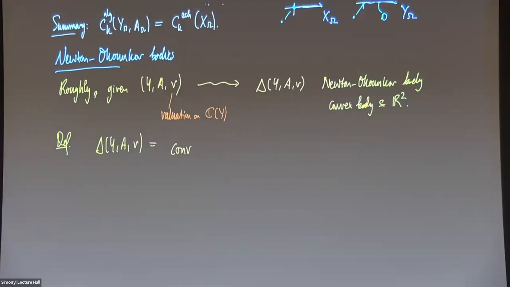you take the convex hull of the union of rescaled valuations of sections, rational functions with prescribed regularity, prescribed poles, prescribed by multiples of my divisor.